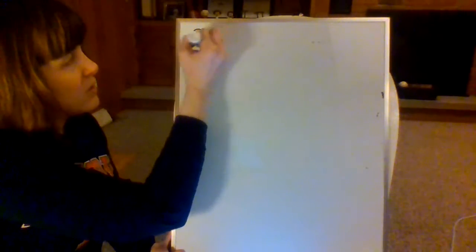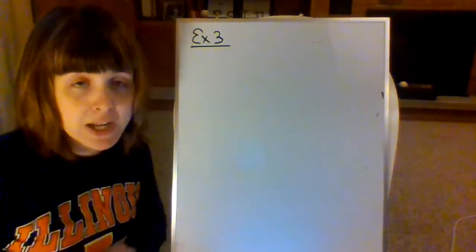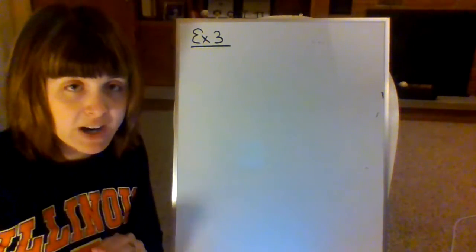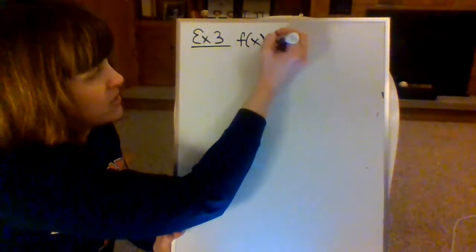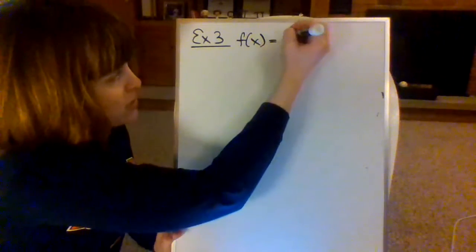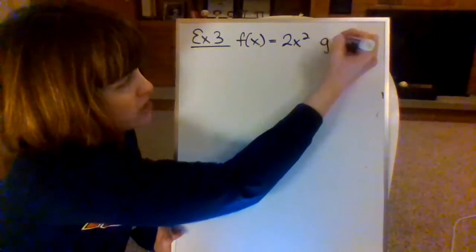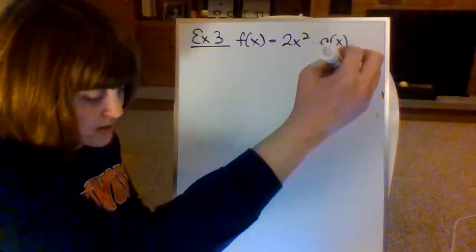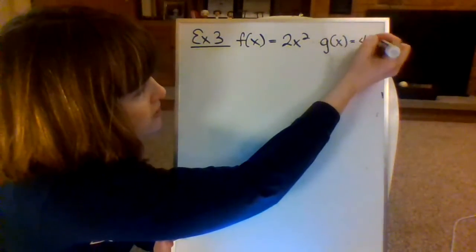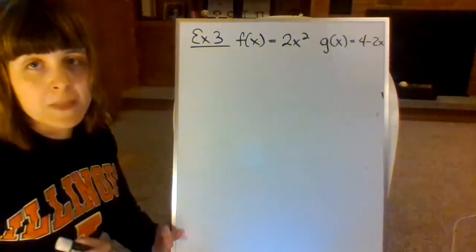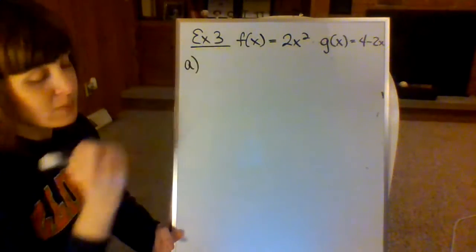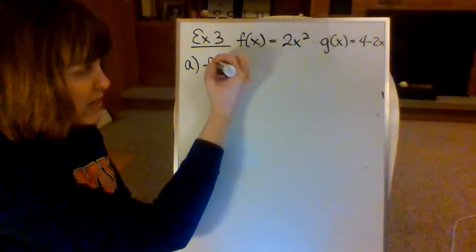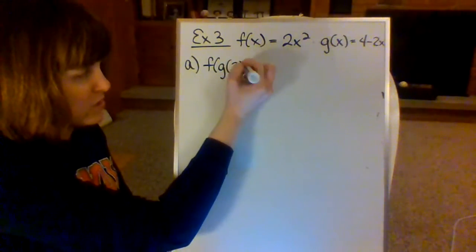Alright, example 3. We're still going to be doing composite functions, but now I'm going to give you a number to plug in for x. Okay? So example 3 says f of x is 2x squared and g of x is 4 minus 2x. Okay? And our job on example 3 part A is going to be to find f of g of 2.